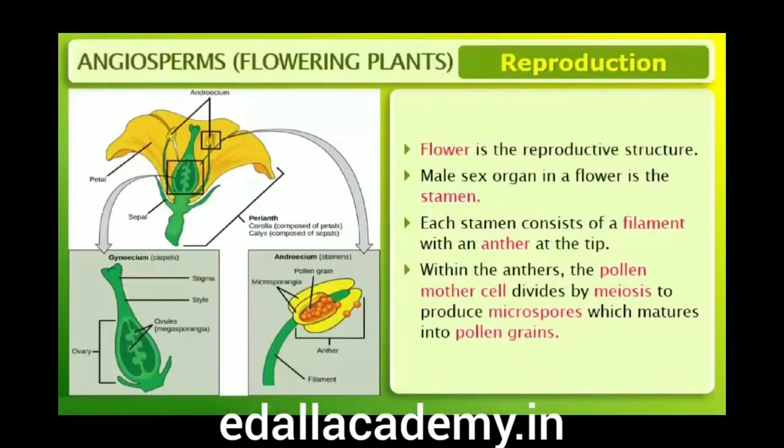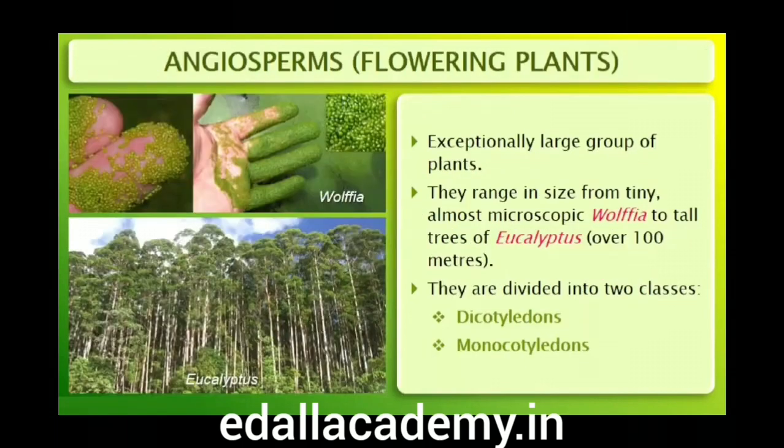Angiosperms. Unlike the gymnosperms where the ovules are naked, in the angiosperms or flowering plants, the pollen grains and ovules are developed in specialized structures called flowers. In angiosperms, the seeds are enclosed by fruits. The angiosperms are an exceptionally large group of plants occurring in a wide range of habitats.